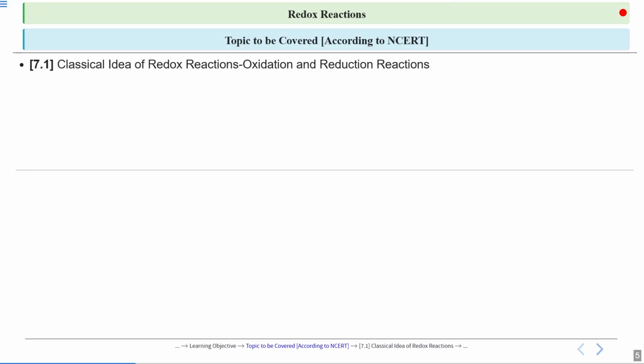So the topics that we are going to cover would be the oxidation and reduction reaction. Then in-text question 7.1. Then exemplar question 1. And then a summary for the detailed lecture that we are going to study.